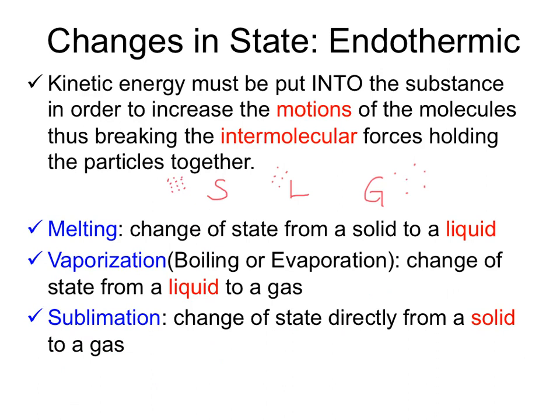We've discussed the words endo and exothermic before. Now we're going to apply them to changes in state. There are three phase changes that you need to know. The first one is melting. That is when a solid turns into a liquid. The second one is when a liquid turns into a gas. That's called vaporization. And the third one is the direct change from a solid to a gas, which is the process of sublimation. In all three of these changes, energy must be put into the substance in order to increase the motions of the molecules, thus breaking the intermolecular forces and allowing them to separate from one another.